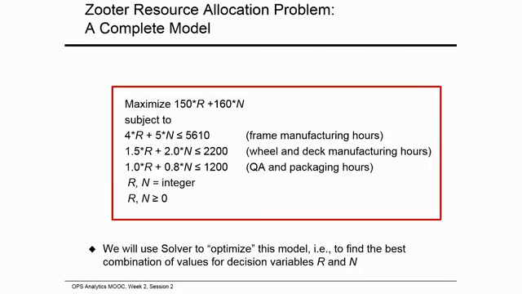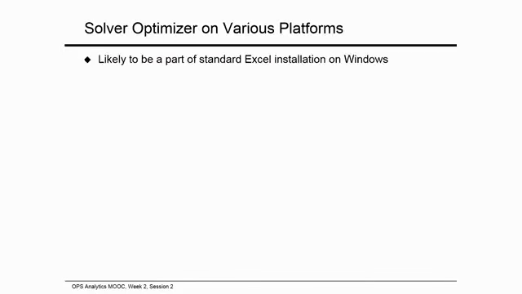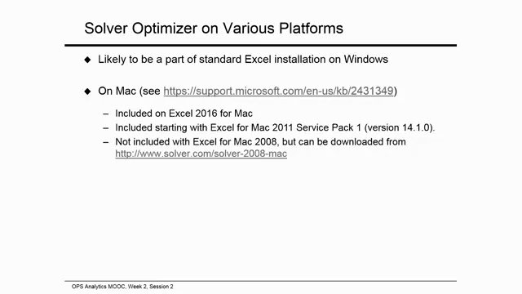As I mentioned, solver will be our weapon of choice. So what is solver? Solver is a standard Excel add-in on Windows, and it is available on later versions of Excel for Mac. If you use Mac, we have a link that explains the details for you. If you use Google Sheets, a version of the solver is available as the so-called add-on.